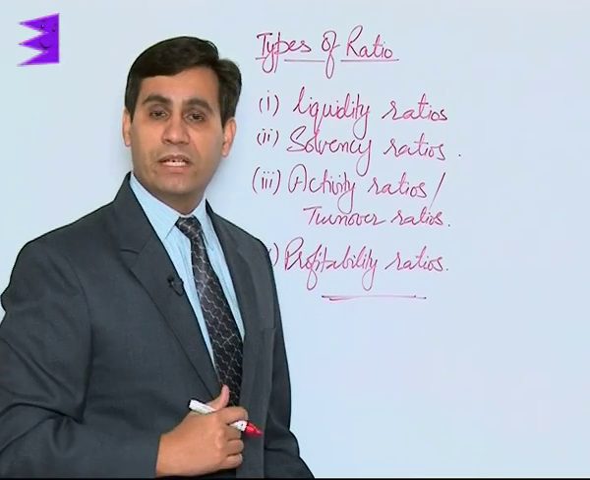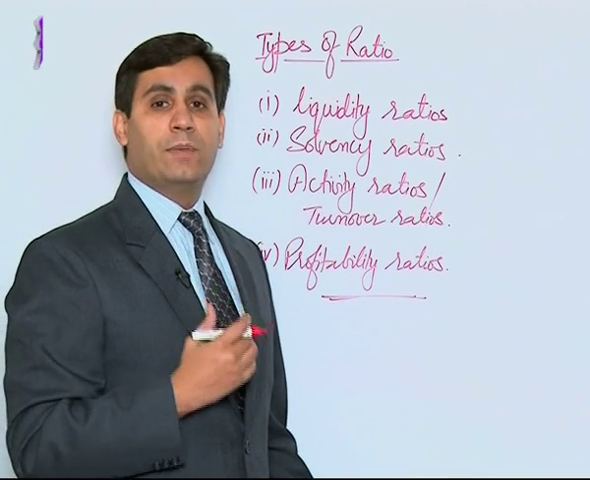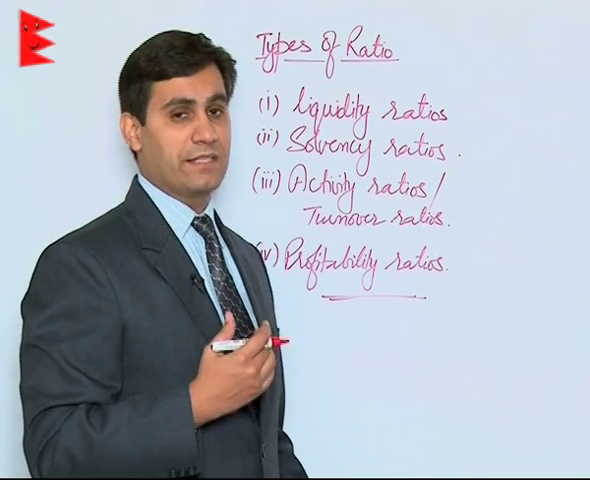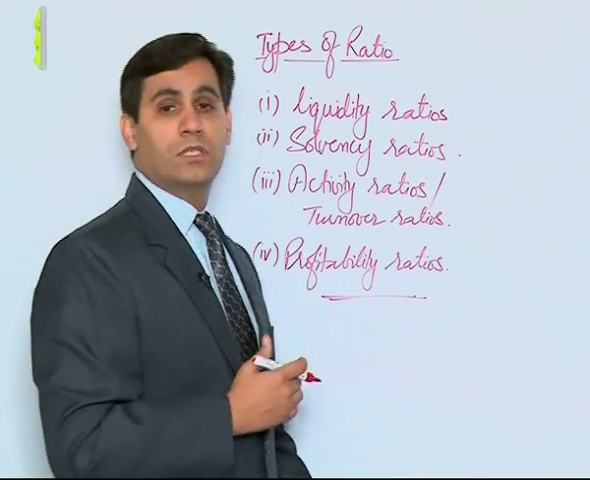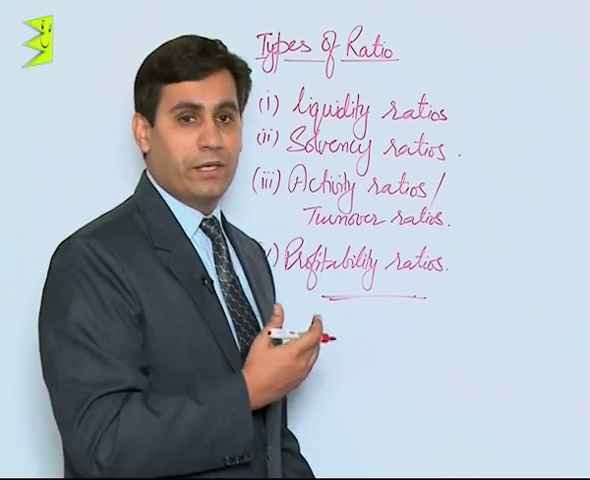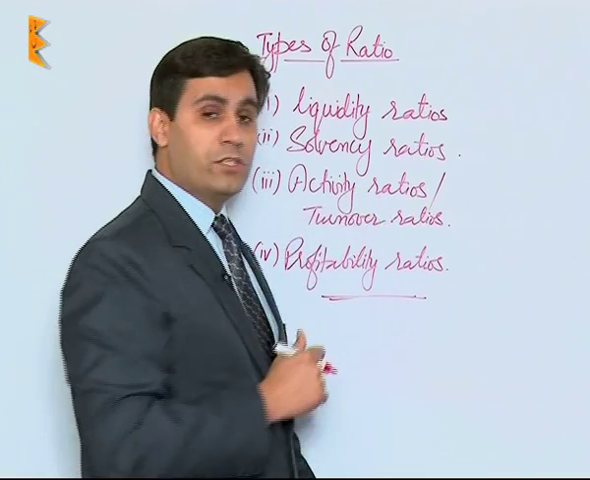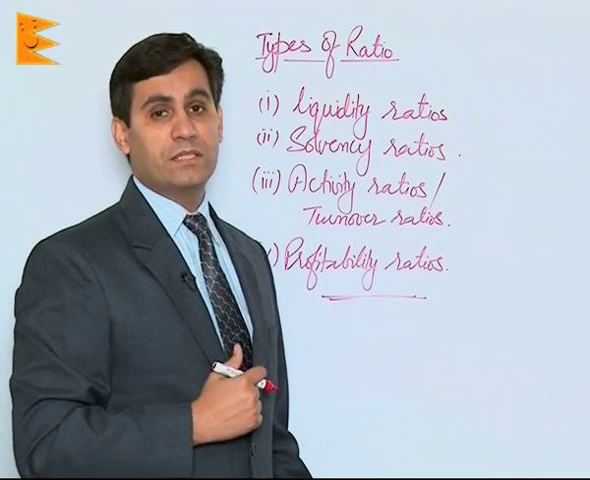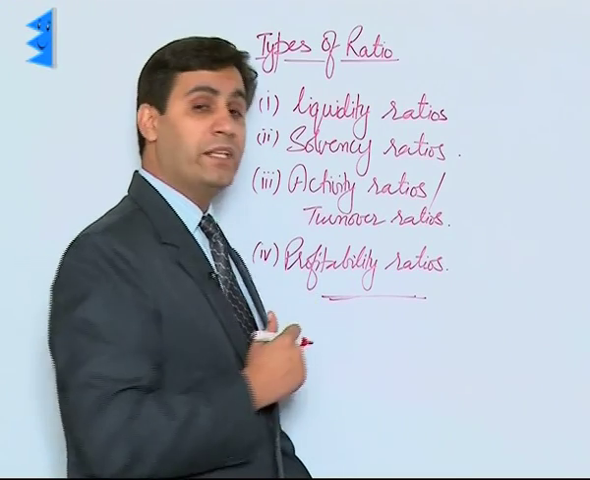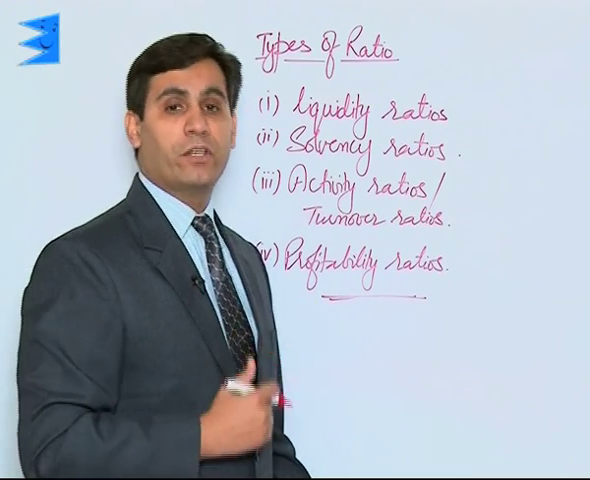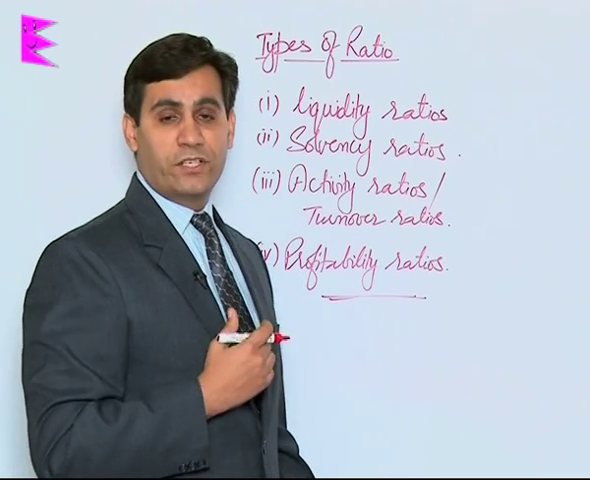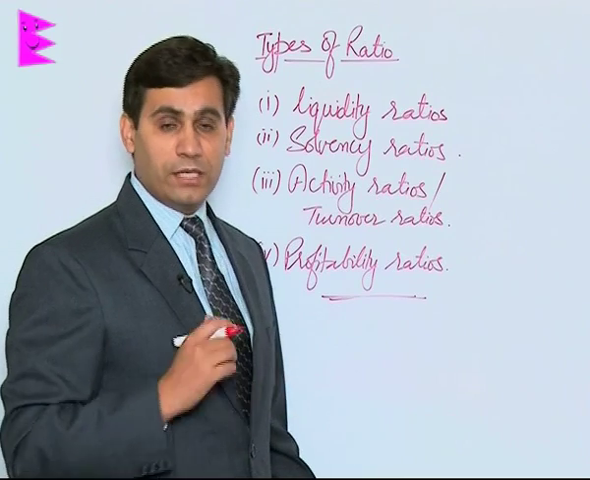The first one being liquidity ratios, that is the ability of the business to meet its obligations in a short term period, that is less than 1 year. Solvency ratios, that is obligations to be met within or more than 1 year period. Then activity ratios, ability of the business to manage its assets. Then profitability ratios, they comment upon the profitability of the business. Let us understand in detail about all these ratios, and we'll start with liquidity ratios.